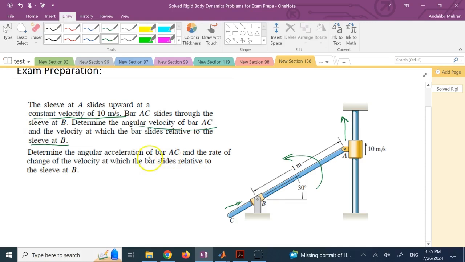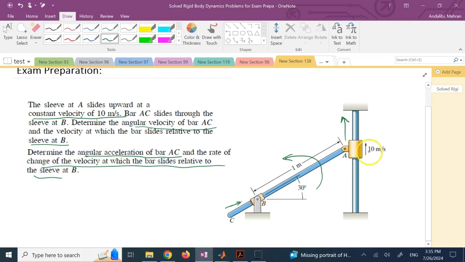Also, you want to find the angular acceleration of AC, and the relative acceleration, or the rate of change of velocity, of AC with respect to B. Okay, so there are 4 things that you need to find here.